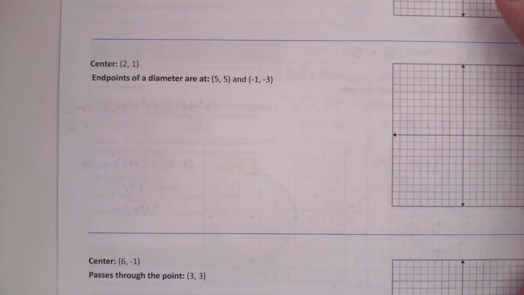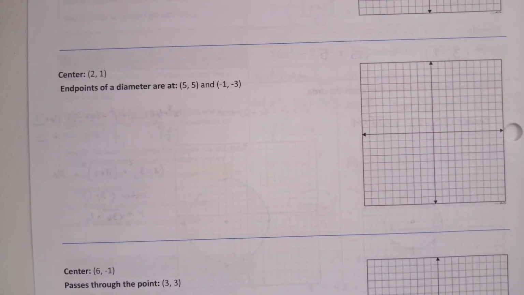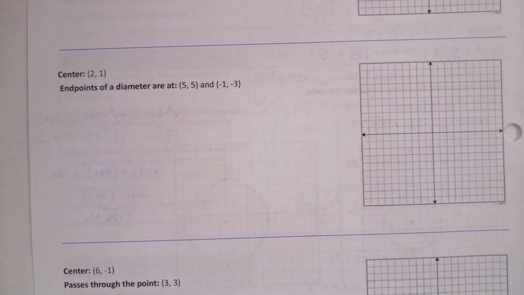All right, let's look at the next one. Let's see how it's different. We're given a center, and we're given endpoints on the diameter. But again, what 2 things do we need in order to write the equation of a circle? We need the center, and we need the length of the radius, right?